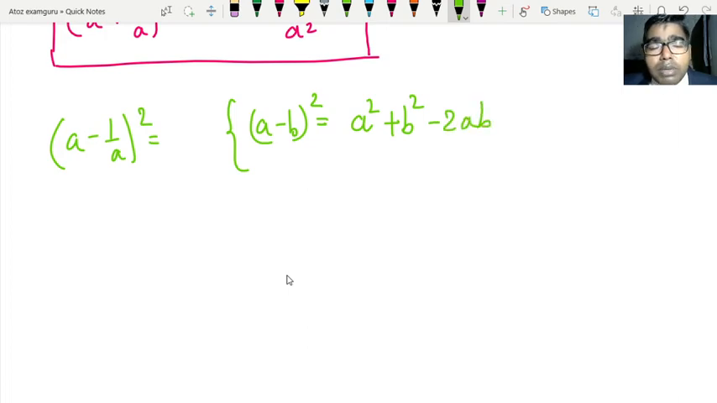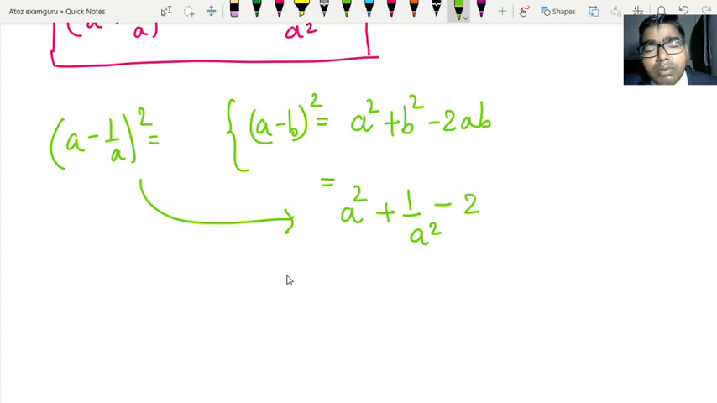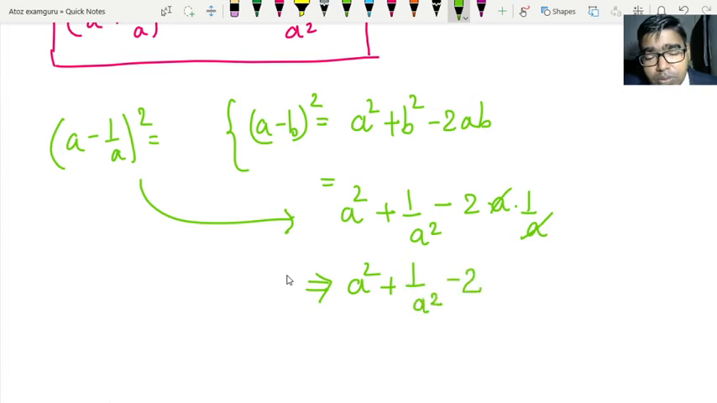Similarly, in place of b, you can simply put 1/a and you will get the same formula. This will give a² + (1/a)² - 2 × a × (1/a), and this a cancels out. You will get a² + 1/a² - 2.